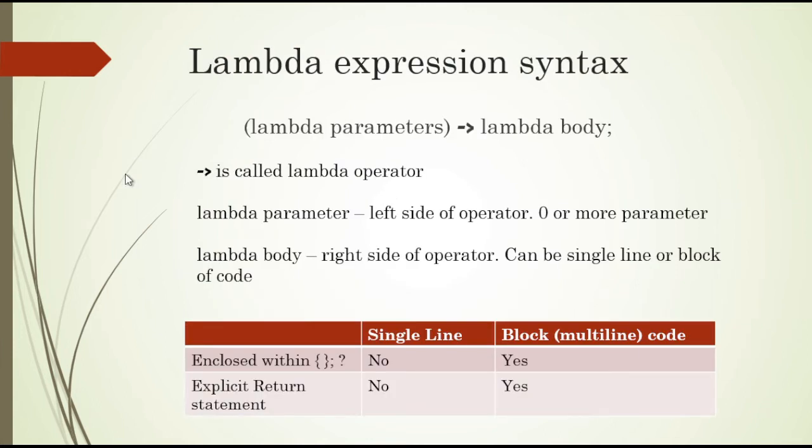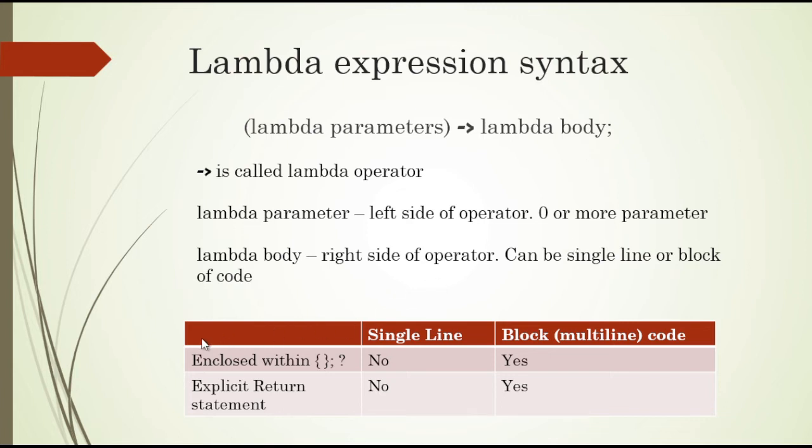Let's see the syntax of a Lambda expression. A hyphen followed by the greater than symbol is called the Lambda operator. To the left side of the Lambda operator are the Lambda parameters. There can be zero or more parameters. It totally depends on the method signature present inside the functional interface. To the right side of the Lambda operator is the Lambda body. It can contain a single line expression or it can be a multi-line block of code.